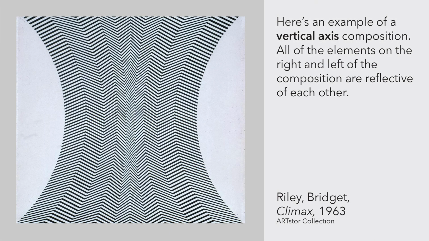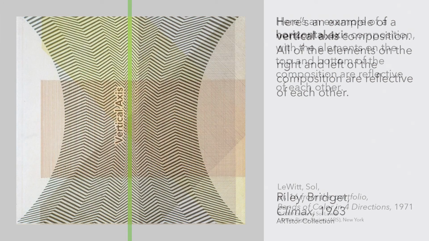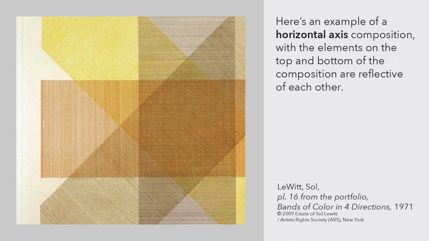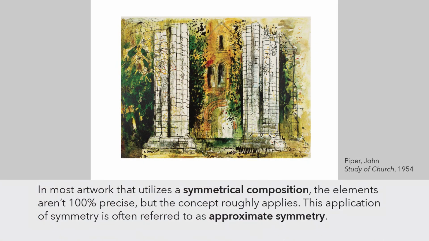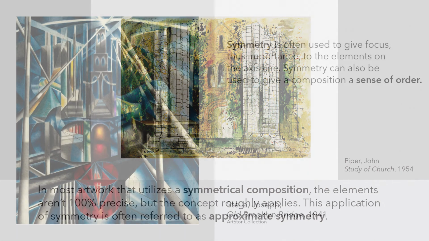Here's an example of a vertical axis composition, where the elements on the right and the left of the composition are reflective of each other. Here's an example of a horizontal axis composition, with the elements on the top and the bottom of the composition reflective of each other. In most artwork that utilizes symmetrical composition, the elements aren't 100% precise, but the concept roughly applies. This application of symmetry is often referred to as approximate symmetry.